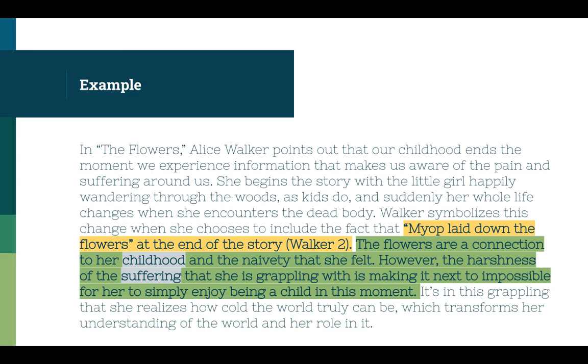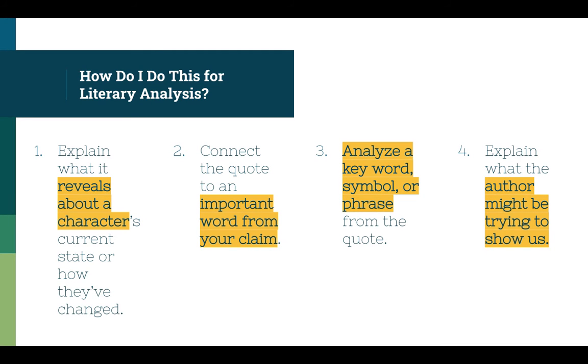If you look down below in my elaboration, I've highlighted in gray those words again. What this does is create a word link between the claim that we're trying to prove and our elaboration, making sure that we're really focusing on our claim and explaining how our evidence connects back to that claim. So that's the second option. Connect the quote to an important word from your claim.